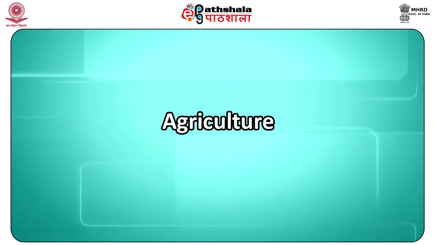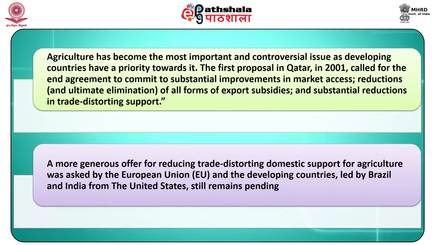Next, issues. During the course of WTO, various issues have cropped up. These issues are discussed as under. Agriculture. Agriculture has become the most important and controversial issue as developing countries have a priority towards it. The first proposal in Qatar in 2001 called for the end agreement to commit to substantial improvements in market access, reductions and ultimate elimination of all forms of export subsidies and substantial reductions in trade distorting support. A more generous offer for reducing trade distorting domestic support for agriculture was asked by the European Union, EU and the developing countries led by Brazil and India from the United States, which still remains pending.